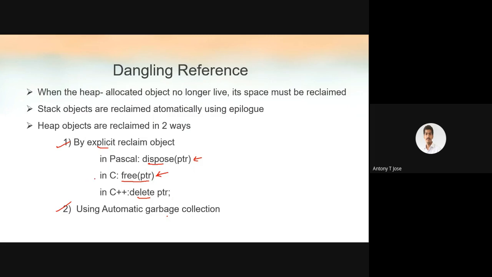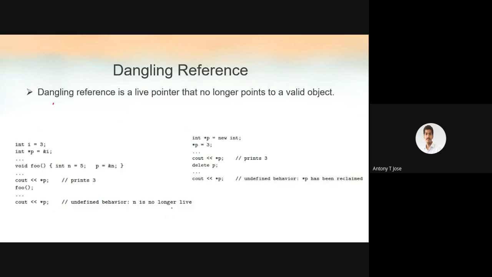Another way of deallocating is automatic deallocation. It is called automatic garbage collection, and we will deal with it in detail later in this session. Before that, we will go to a problem called the dangling reference problem. This is a very important problem. It has been asked a few times in the university exam, so just understand what a dangling reference problem is. We'll explain this with a program.